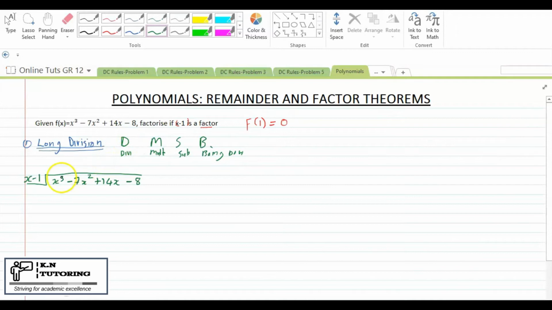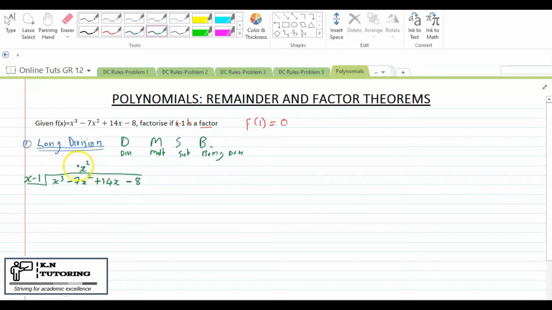So what are we going to divide? We are going to divide this term with x. So x cubed divided by x, we are going to get x squared. But we can't put this x squared here. We must put this in order, in ascending order. You see that it's cubed, it's squared, and then it's 1, and then it's 0. So like I said, x cubed divided by x will give us x squared, but I can't put x squared here because this is a line for cubed, this is a line for squared, so I'm going to put x squared here.